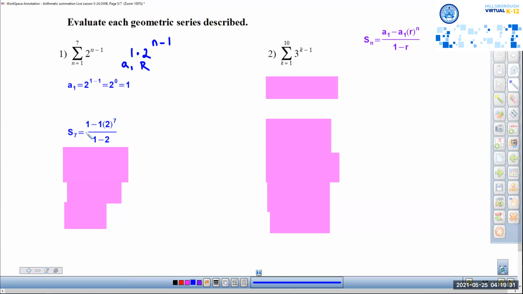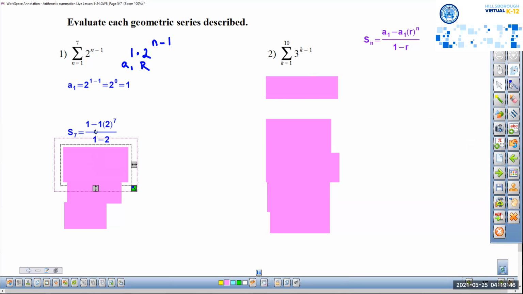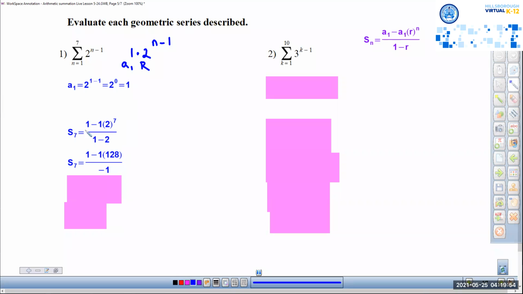So the first term is 1. So 1 minus 1 straight from the formula, r is 2 to the 7th power, all over 1 minus 2. Be careful here because you have to follow order of operations. So the first thing you're going to do is that 2 to the 7th. So 2 to the 7th is 128. Notice I still have the 1 minus 1. You can simplify the denominator. 1 minus 2 is negative 1.